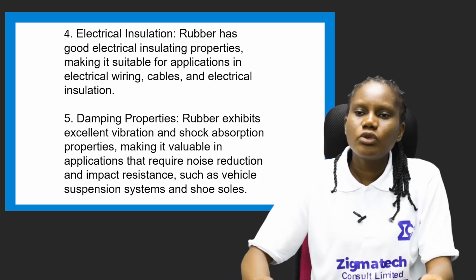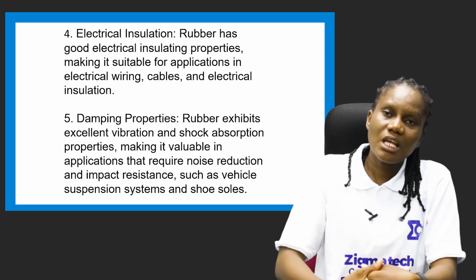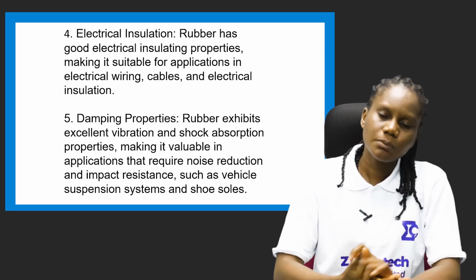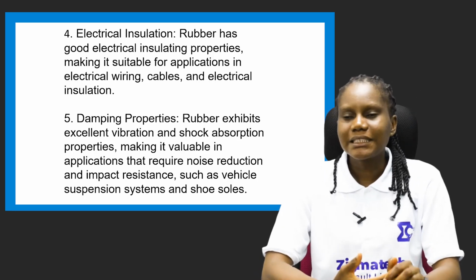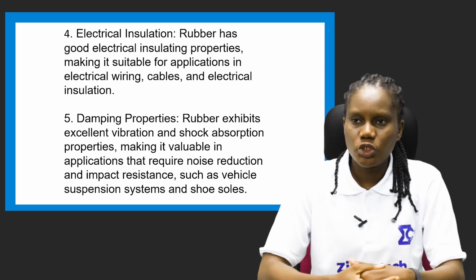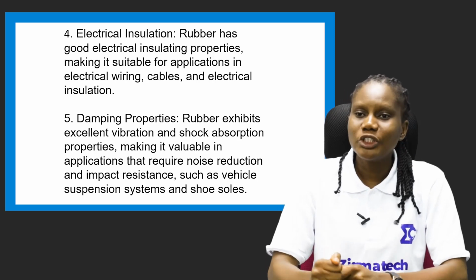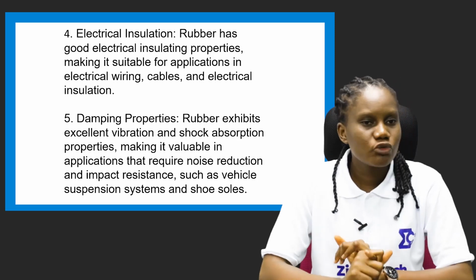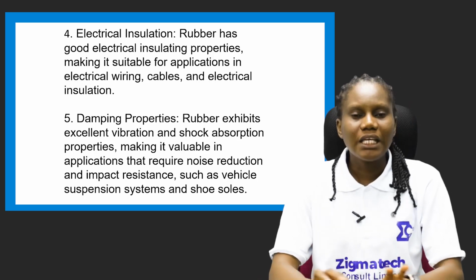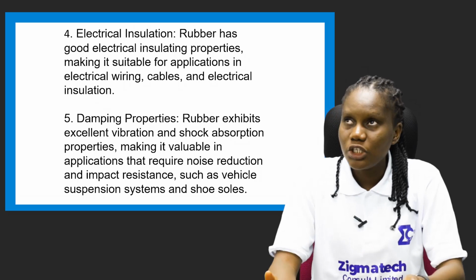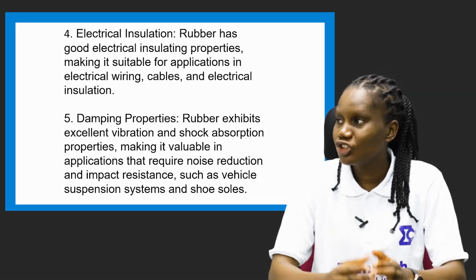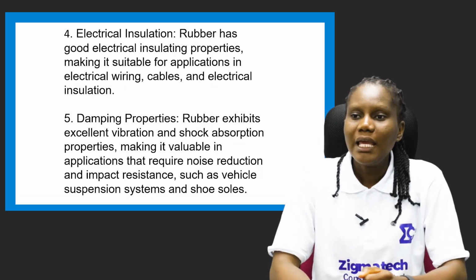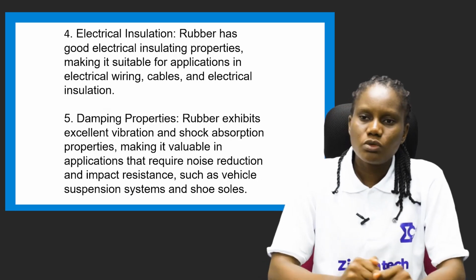Number 4 is electrical insulation. Same as we have in glass and ceramic, we also have it in rubber. It's a good insulator. Rubber has good electrical insulating properties, making it suitable for applications in electrical wiring and cables. Most of the cables you see at home, maybe just check around, are made of rubber for electrical insulation.